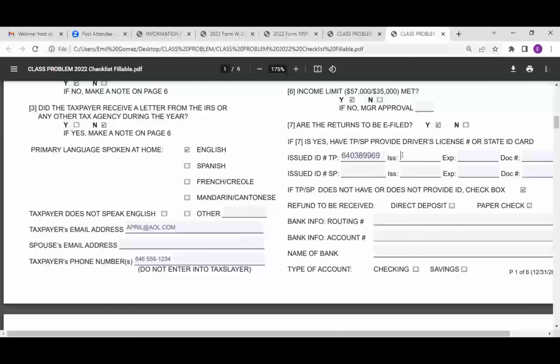The issue date, I don't have it, but let's say it's 12/1/2018. Whoops, let's try it this way. The expiration date, let's say, is usually the birth date of this person, so it's going to be 5/1/2028. So shame on me for not putting that down.